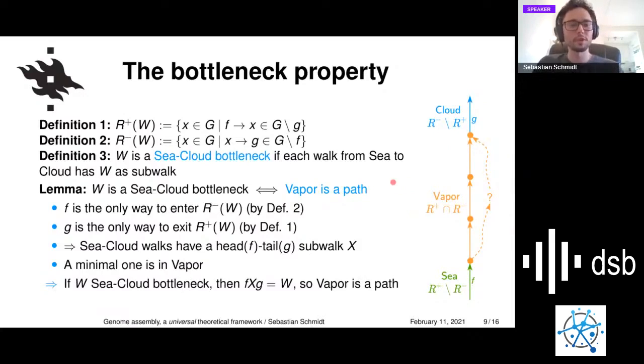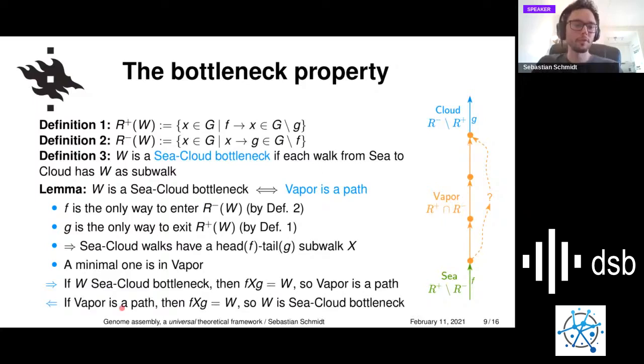Now we can assume that W is a C-cloud bottleneck, and in this case we know each walk from C to cloud has to use W. So then the only way for this walk X, since it starts from the head of F and goes to the tail of G, is that it must be W. Otherwise, there would be a different walk from C to cloud that doesn't use W. So therefore, since X is in the vapor, we know that our vapor can only be one choice. That's the path.